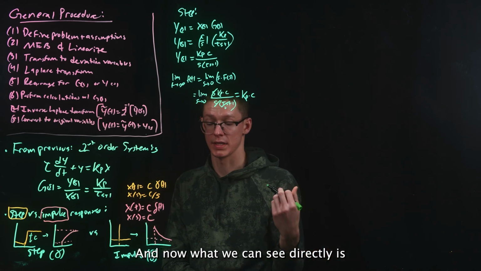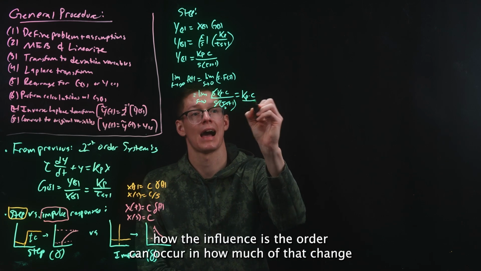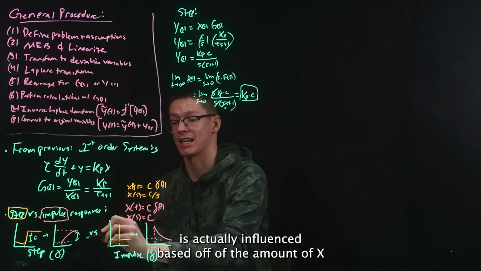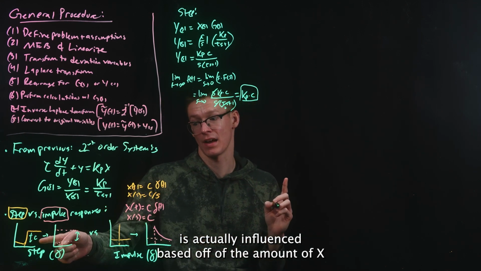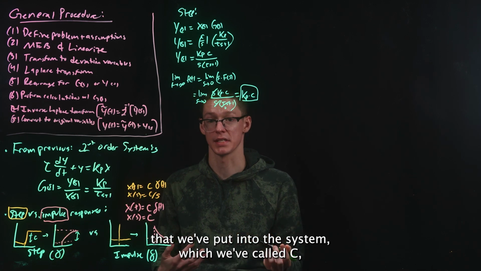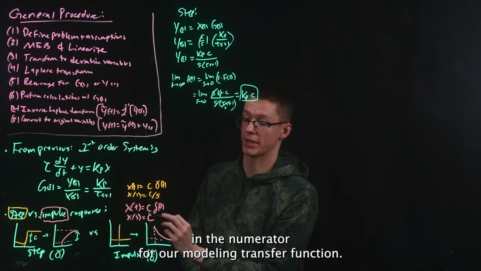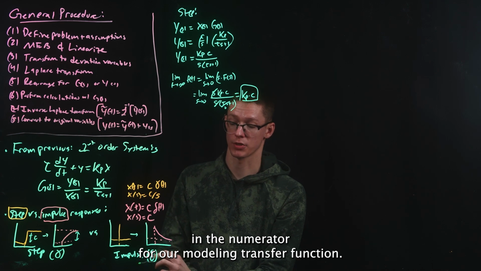And now we can see directly how the influence is going to occur and how much of that change is actually influenced by the amount of x that we've put into the system, which we've called c, as well as the gain value that we've represented in the numerator for our modeling transfer function.